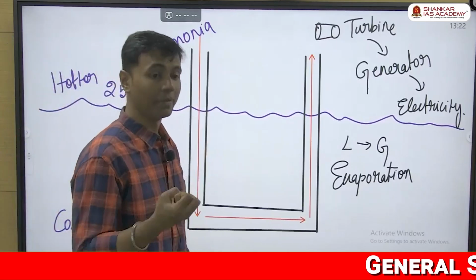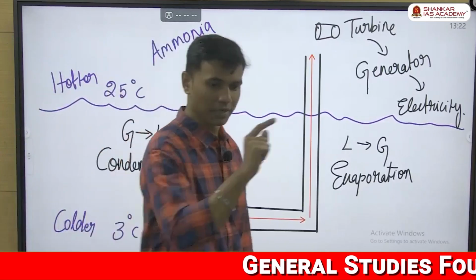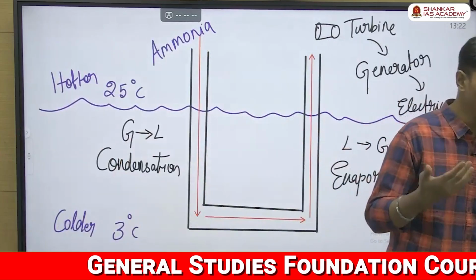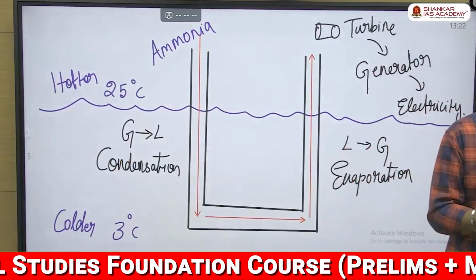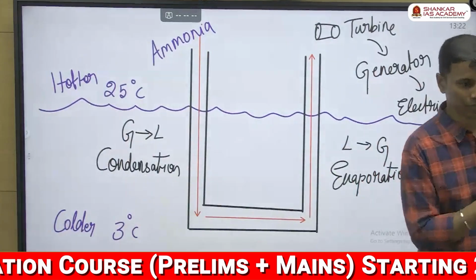Because ammonia can rapidly expand and compress at very low temperature, like 25 to 30 degrees. It need not go to 0 degrees Celsius or anything. Moderate temperature is sufficient to compress and expand it.